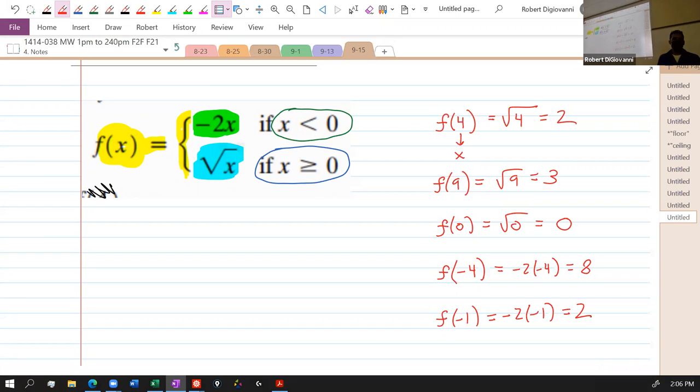That's usually the easy part for piecewise functions, is just plugging numbers in, because you just figure out which one you're in, then you just plug it in. The hard part is graphing them, okay? That's the hard part. So that's what we want to be able to do. We want to be able to graph these.